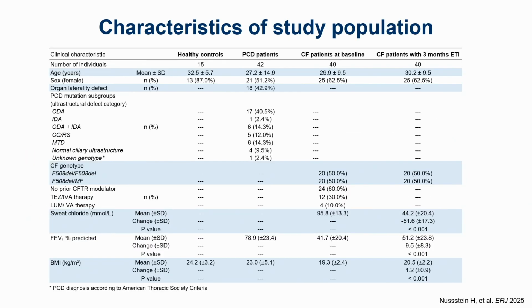So in the study, we included 42 patients with PCD, 40 age- and sex-matched patients with CF, and 15 age-matched healthy controls. Our PCD cohort had a mean age of 27 years, and the majority had defects in the outer dynein arm. For the CF cohort, the mean age was 29 years, and as expected from previous studies, they improved in sweat chloride, lung function, and BMI in response to ETI therapy.